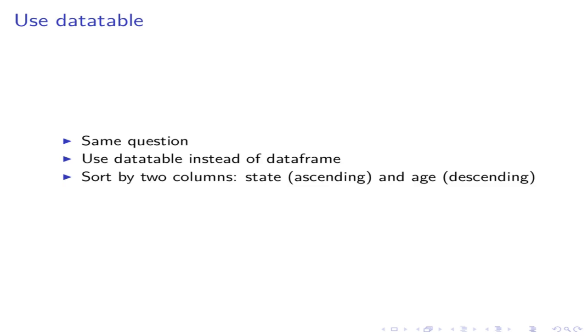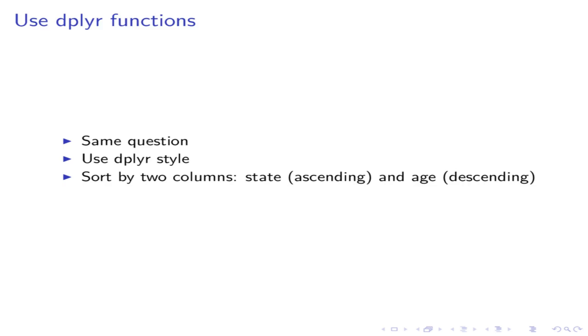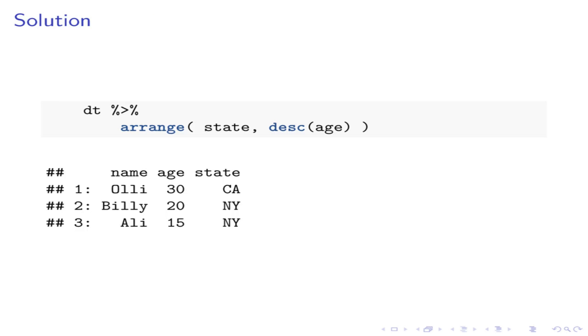Now, do the same sorting, but use data table instead of data frames. Again, a very similar solution as before. The only difference is that data table does not have a comma after order expression. Next question. Do the same sorting, but this time use dplyr functions, pipe and arrange. Solution is here. We pass two arguments to arrange function. First argument is state column, and second argument is the expression descending age. The code is still pretty clear to read and write.